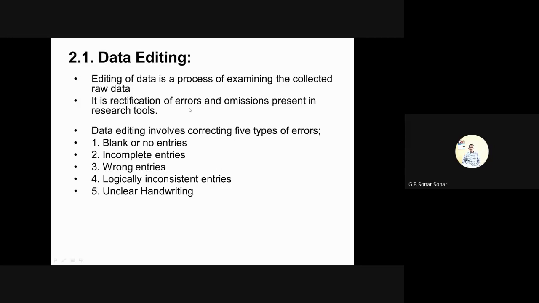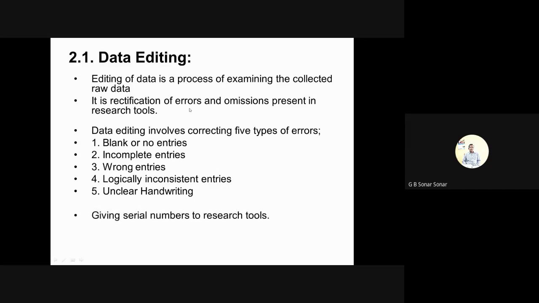So therefore, it is the responsibility of the researcher to record all the entries, all the answers properly and clearly so that it can be used for the next step of research. So this unclear handwriting, if the recorded data is not understandable, has to be understood by the researcher. Then only that data can be used.